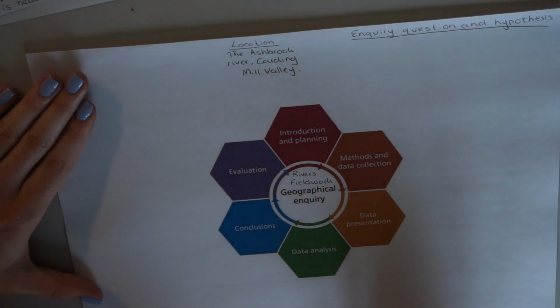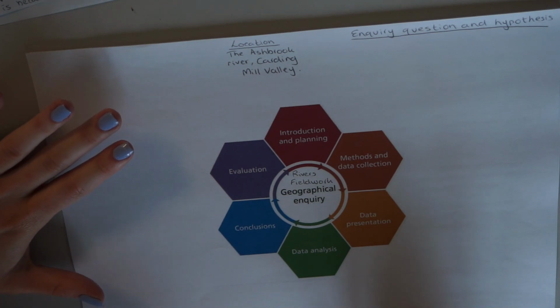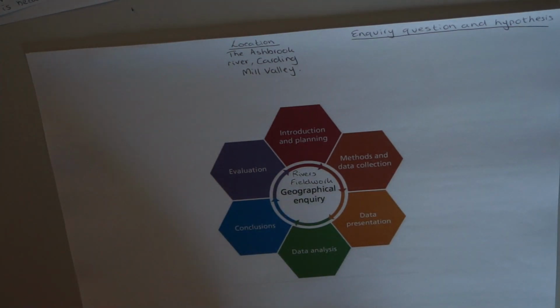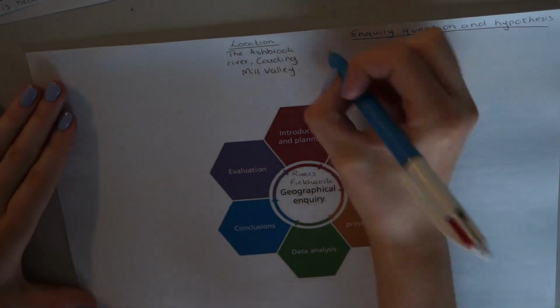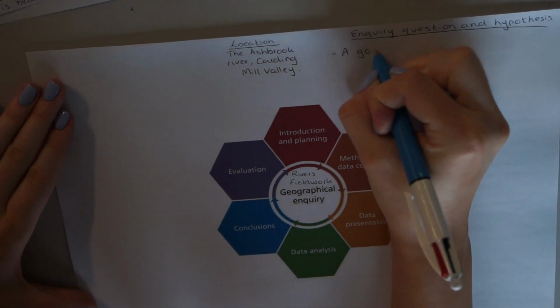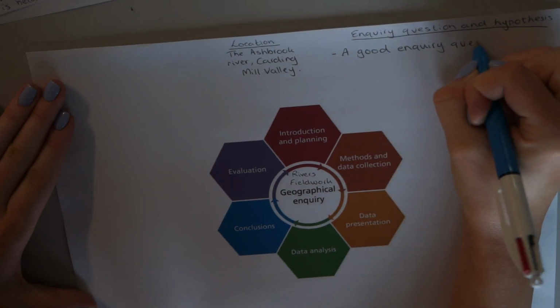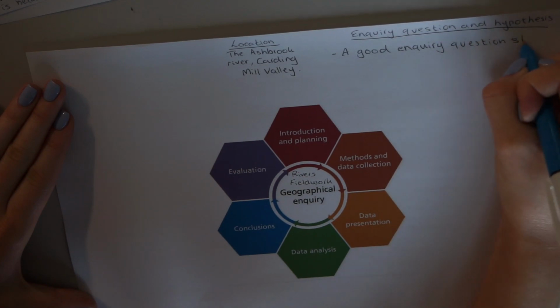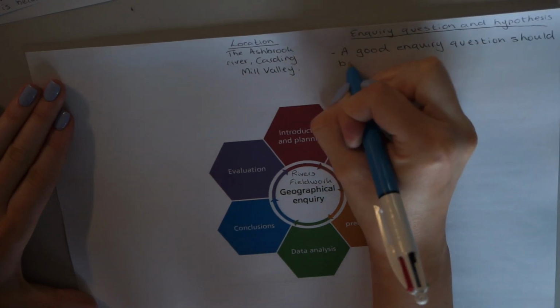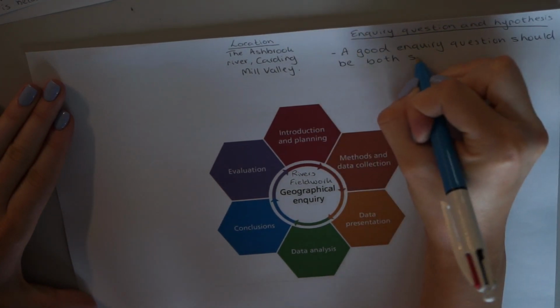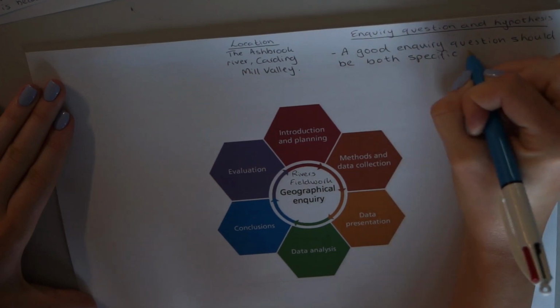A good inquiry question should be specific, so we can't just say what was the river like. We are not asking anything specific there, and it must be measurable. So we can't ask how long the river is because we can't go and measure that ourselves. So a good inquiry question should be both specific and measurable.